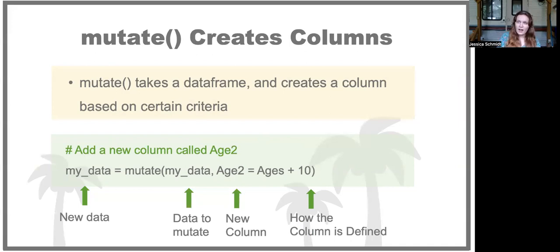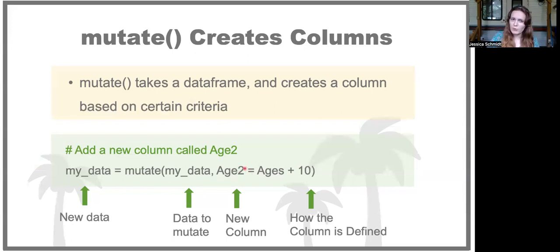For example, let's say I wanted to create a whole new column in my data called age2. My data, so I'm overwriting it, equals mutate. The data to mutate is my data, and my new column, age2, is going to be equal to, so I'm assigning whatever this is to age2, ages plus 10. So this is how the column is defined, and this is the new column. Age2 is literally just ages plus 10. So if your age is 21, age2 is going to be 31.